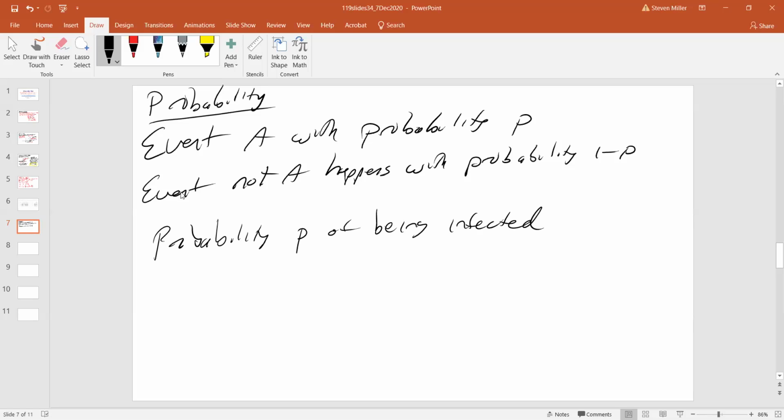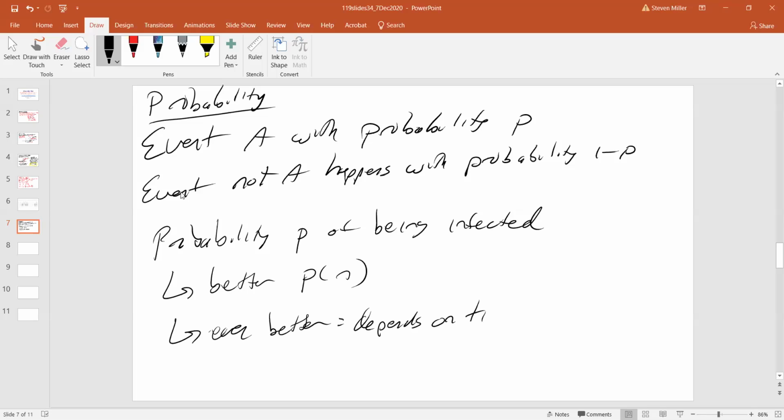Maybe a better model is you have some model P that depends on time. Or more than just time, even better, depends on time and conditions.